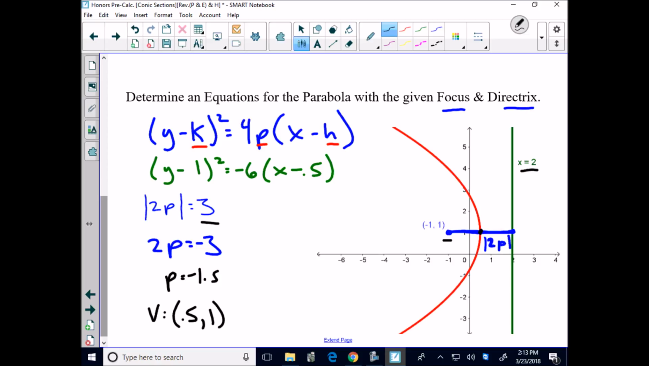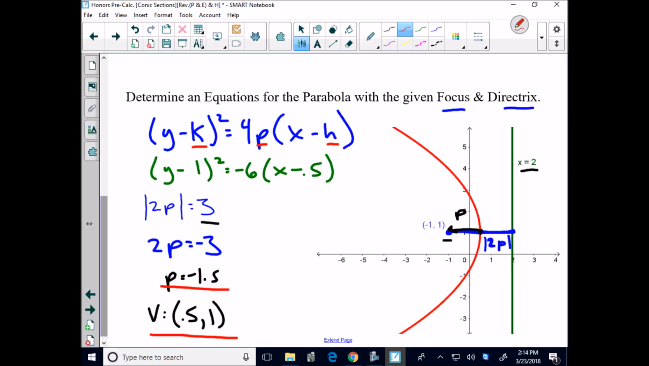Now, because our parabola is opening negatively, we know that that p value is going to be negative, since that p value is the distance from the vertex to the focus. We know that we're sort of going backwards on the x-axis there. And so that tells us that our 2p is actually going to be a -3, which tells us that p is going to be -1.5. So if we go back 1.5 from our focus, we get our vertex as (0.5, 1). And right here, we've got all the information we need.